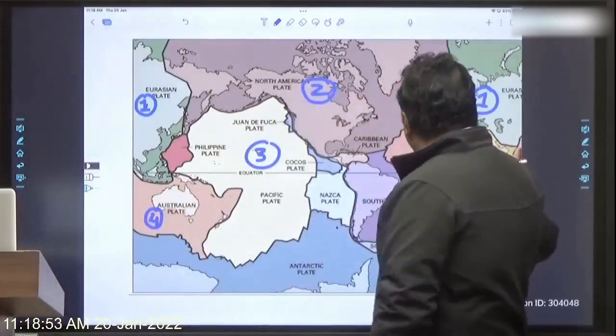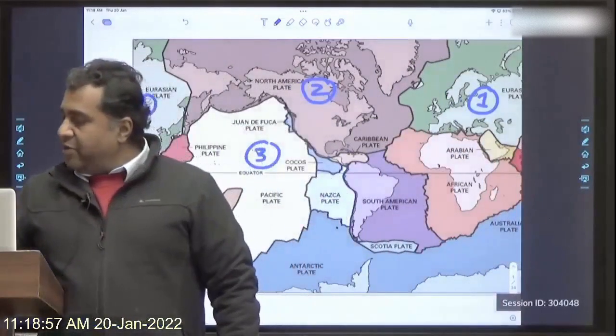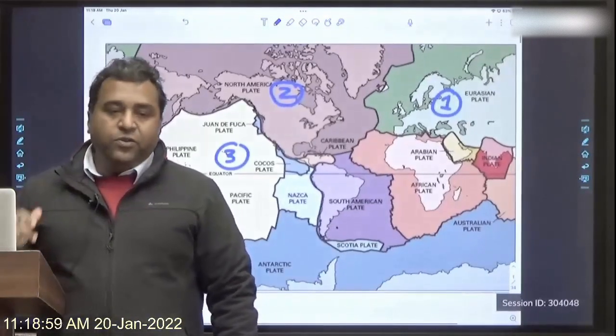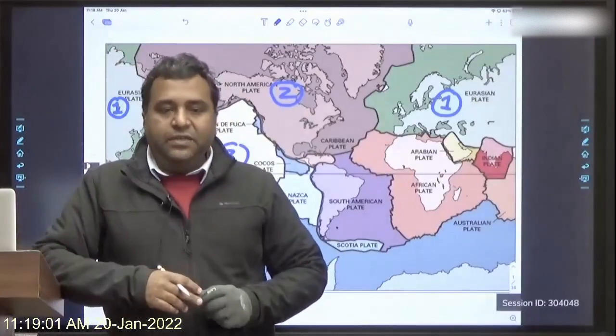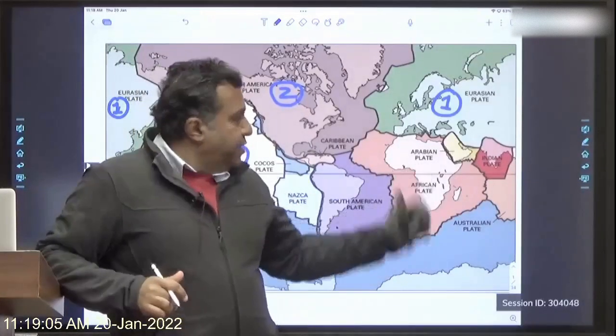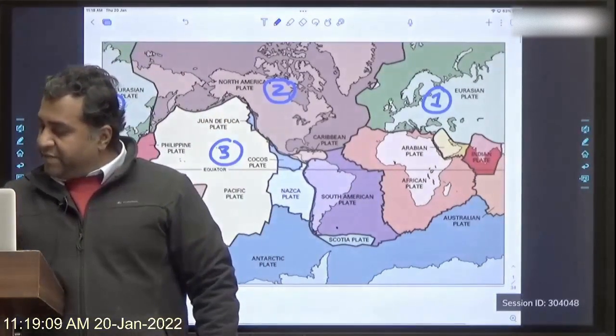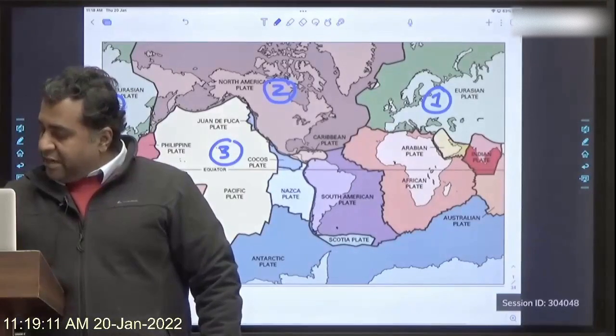Australian, which is also carrying part of India. Okay. So the Australian plate along with part of India, we call it the Indo-Australian plate. Your NCERT calls this the Indo-Australian plate. So we have the Indo-Australian plate as your fourth plate. Then the fifth plate we have is the Antarctic plate.